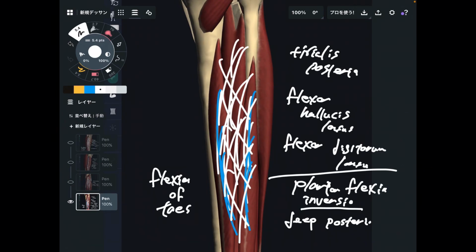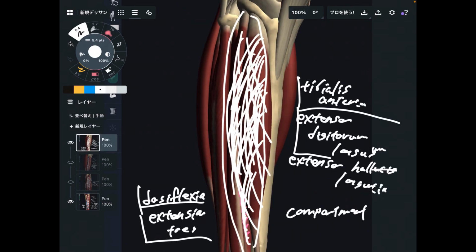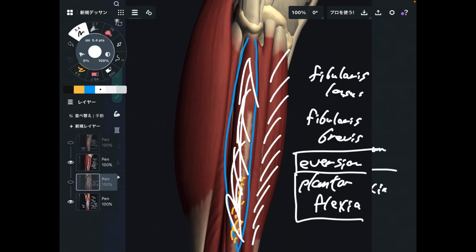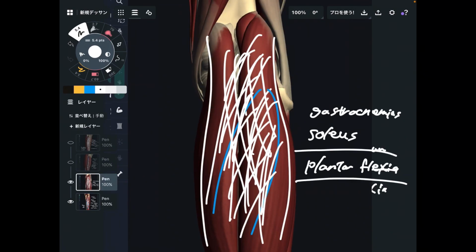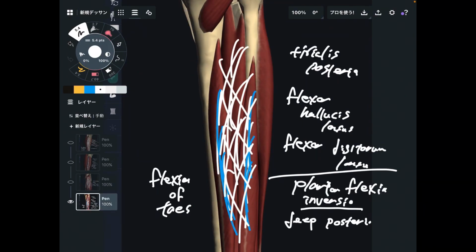There are basically four segments in lower leg. Anterior compartment, like tibialis anterior. Lateral compartment, like fibularis longus. Posterior compartment, gastrocnemius, and deep posterior parts, such as tibialis posterior. There are a lot of muscles in lower leg. It's very confusing for first time. There are just a bunch of muscles around here.